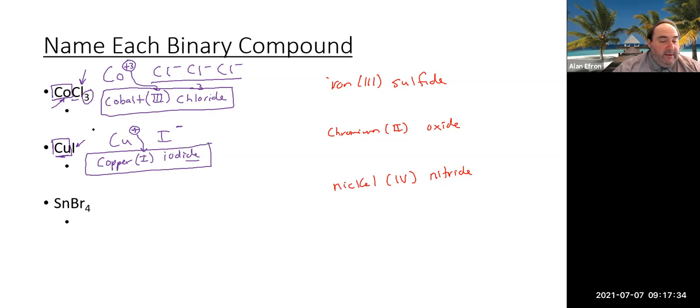Again, obviously this would be our cation, and that would be our anion, right?